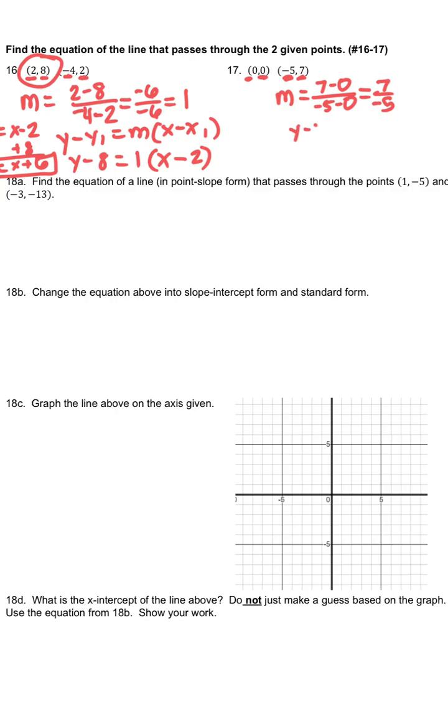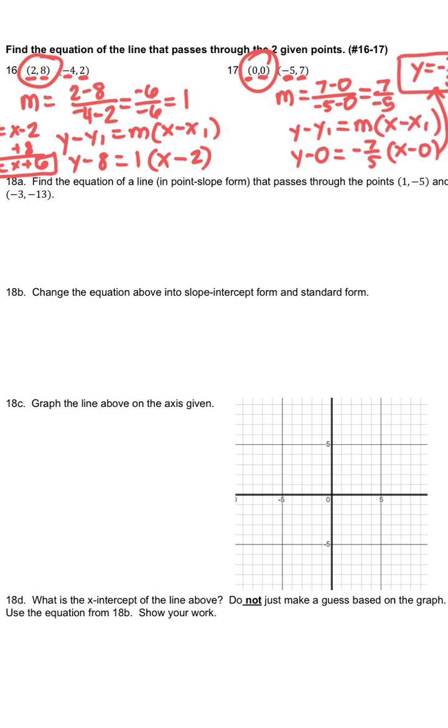So we have our slope. So let's go ahead and put it in our point slope form. y minus y1 equals m times x minus x1. So I'm going to use that 0, 0 because this one's a little easier. So y minus 0 equals our slope, negative 7 over 5 times x minus 0. And look what we end up with. I'm going to write it up here. y, we could get rid of those zeros, equals negative 7 over 5x. And there's our answer.